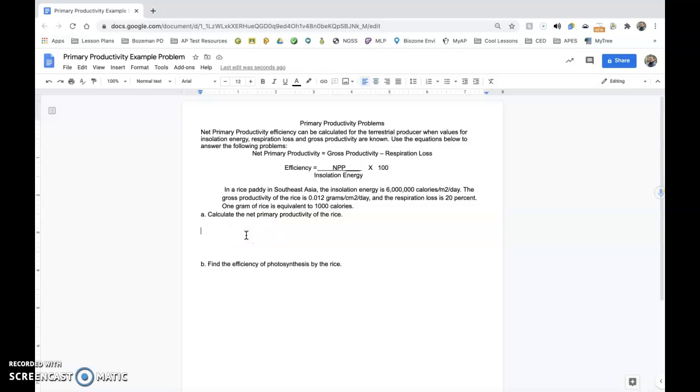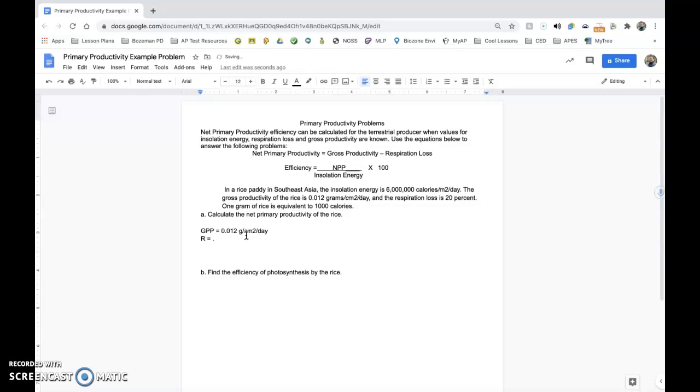All right, so I'm going to go over how to solve these problems because they're a little bit complicated. So GPP in our first problem that we're reading is told to us to be 0.012 grams per centimeter squared per day. We're then told respiration is lost at about 20%. So how you solve for that, like how are you finding respiration? We know respiration is part of the GPP, right?